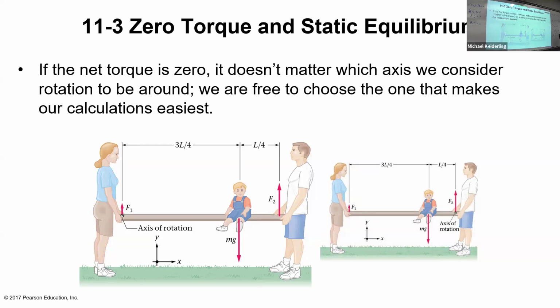Sometimes you'll have a couple of forces at one point and only one force at another that are unknown. You can use that pair of forces as your axis of rotation. It's helpful. Solving these sorts of static equilibrium problems is a big enough subject that there's actually an entire class on it for engineers called statics.